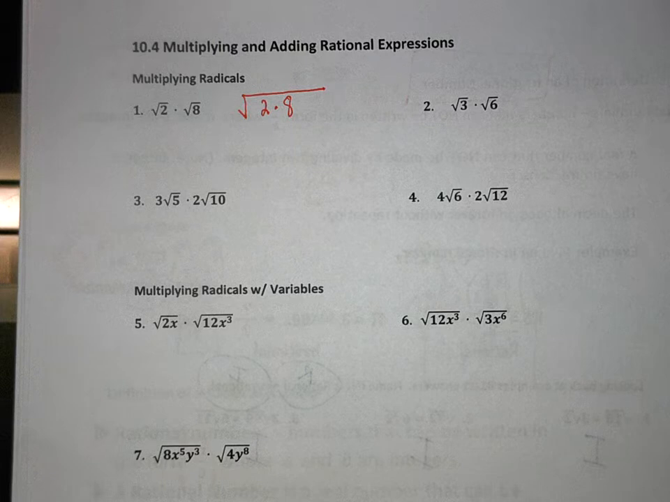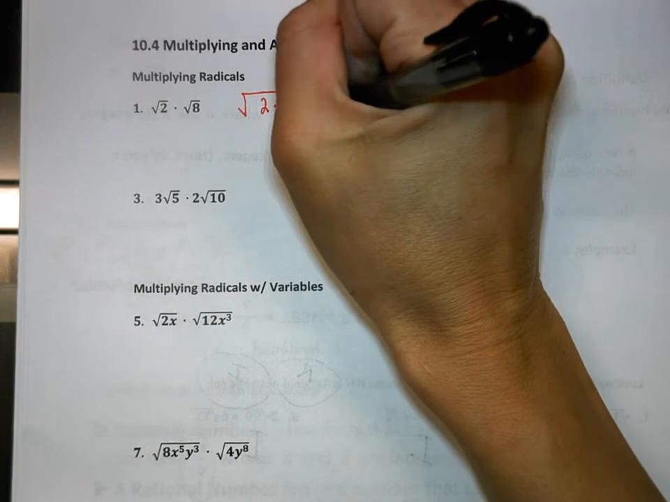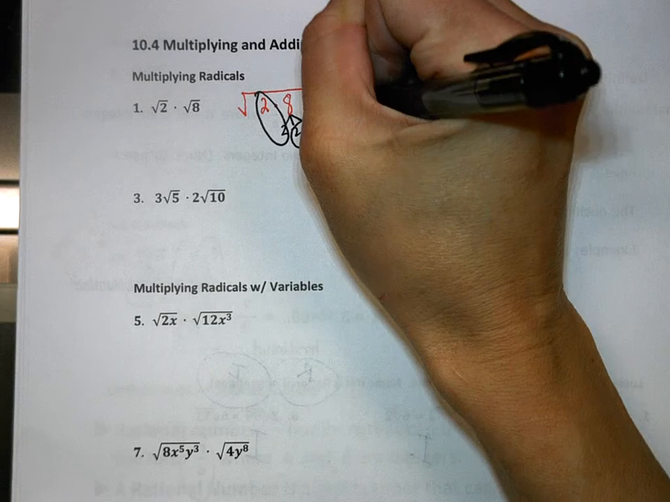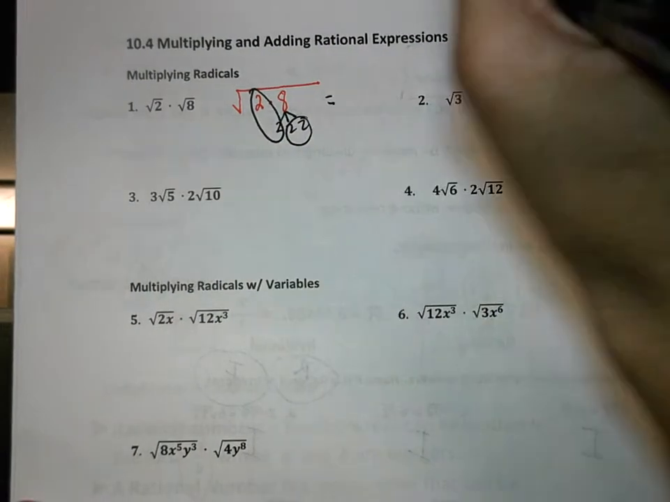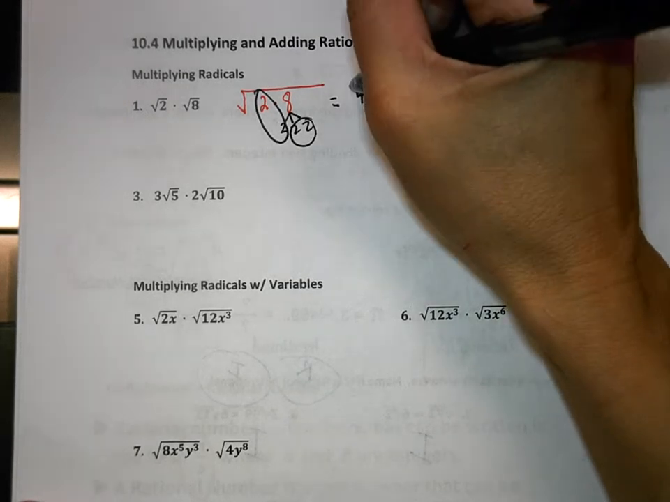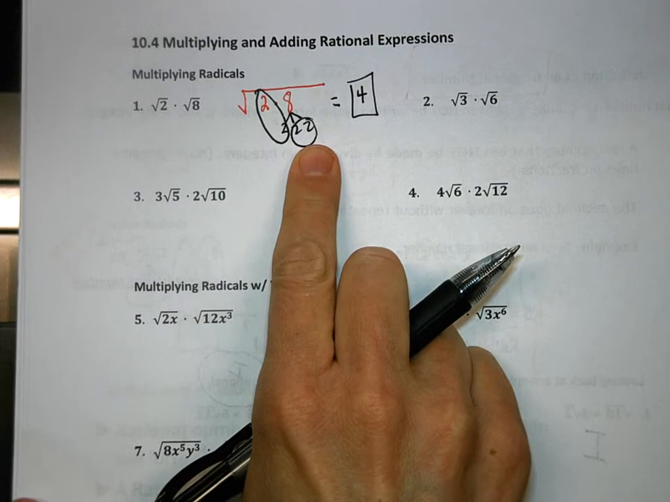If you had numbers outside of the roots, you would multiply those together as well. So outsides multiply with outsides, insides with insides. Okay, now we know 8 breaks down to what? 2, 2. Very good. 2, 2, and 2. So I have one group of 2's and another group of 2's. So this answer is 2 times 2, which is 4. Because I have two groups of 2. This makes a 2, and this makes a 2.